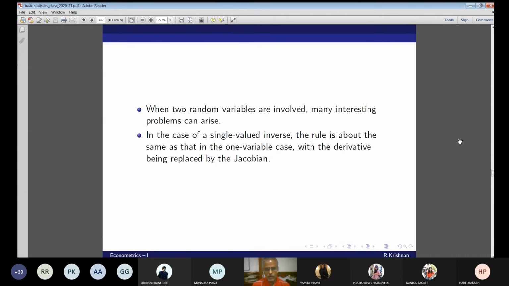When two random variables are involved, many interesting problems can arise. In the case of a single valued inverse, the rule is about the same as that of the one variable case, with the derivative being replaced with a Jacobian. Now, Kanika, be ready.